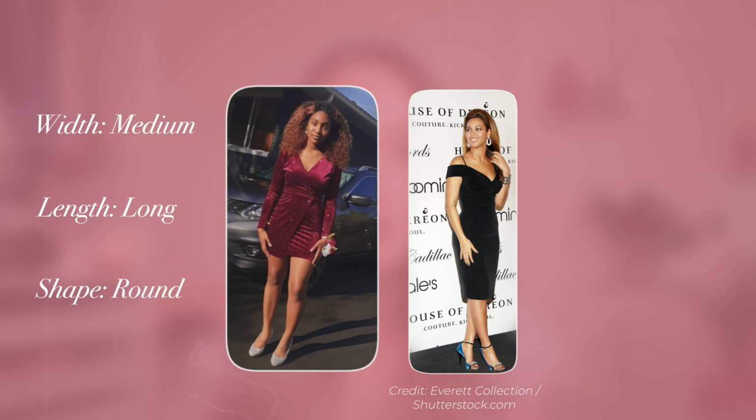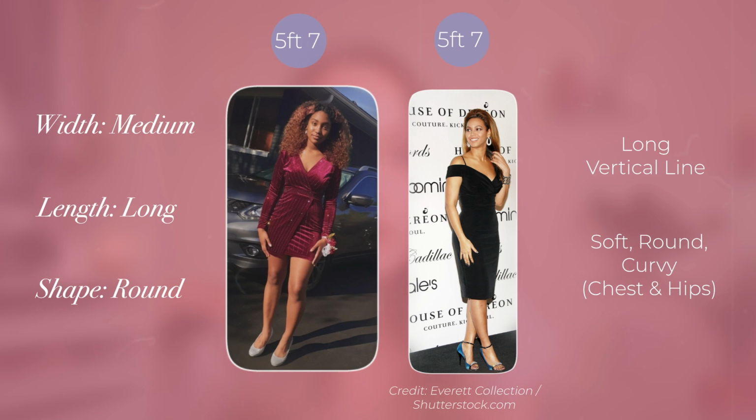Medium, long, round. This type has medium width in the shoulders. You wouldn't describe them as broad, you wouldn't describe them as narrow. They have a kind of moderate bone structure. They're not particularly blunt, they're not particularly lithe. They're somewhere in the middle. They have a long vertical line, so it means they look long, they typically are tall, and they have a soft, round, curvy feel to their chest and hips and bone structure generally.